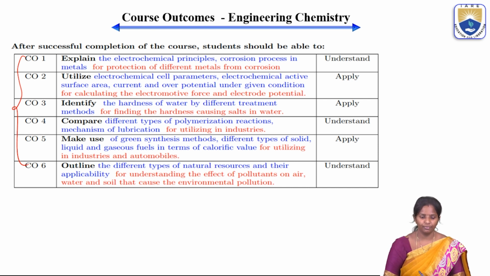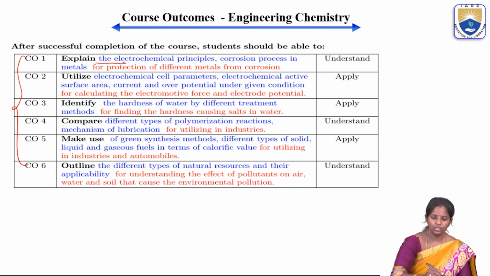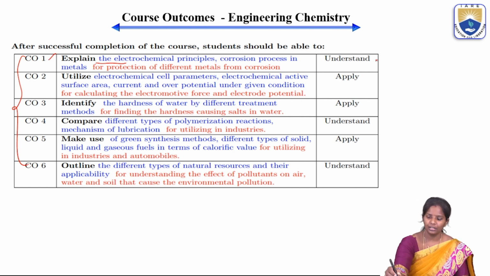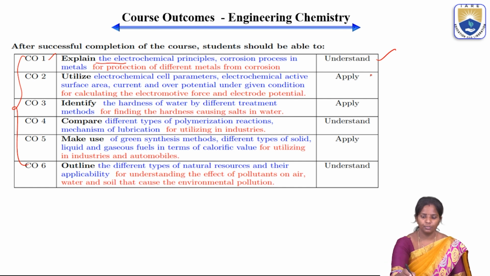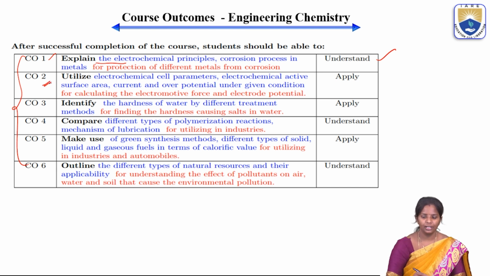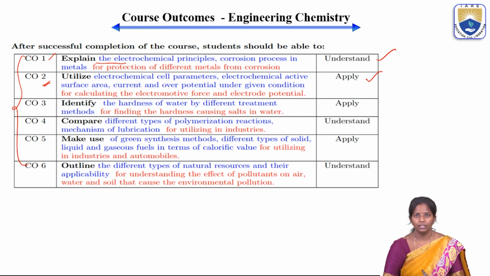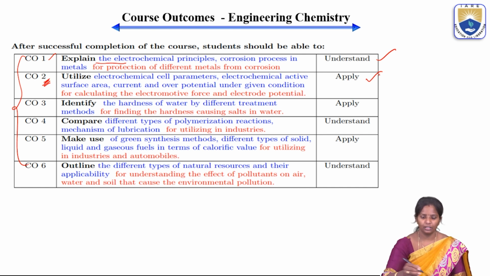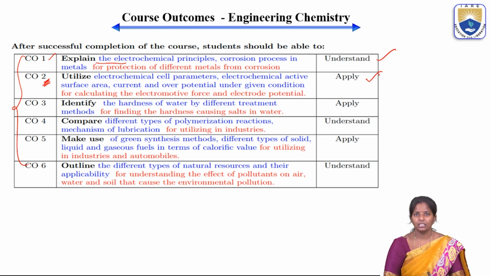So the course outcome 1 will give the explanation to electrochemical principles. It will help in understanding the corrosion process in metals for production of different metals. The second one utilizes this knowledge, so it is under apply. If you see Bloom's taxonomy, first one is remember, understand, apply. So the second course outcome is applying, where we are applying formulas and using them for problem solving.